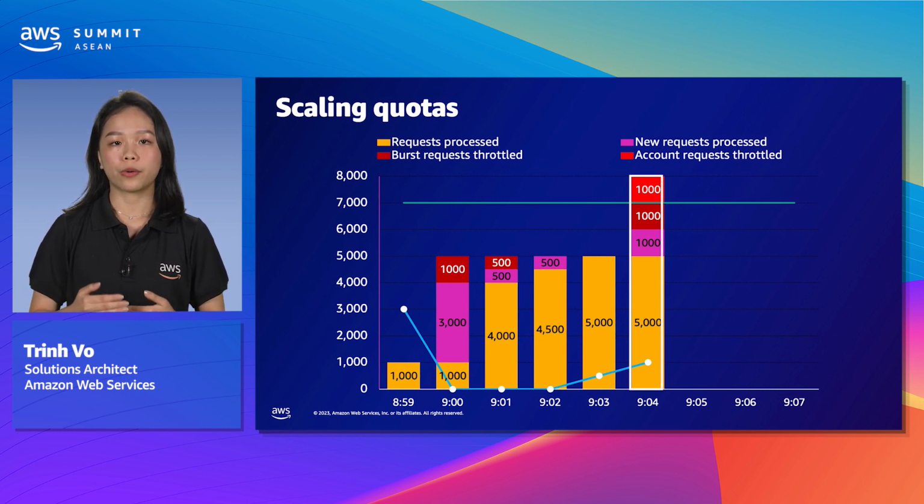Another 1,000 requests are throttled, as the account concurrency quota has been reached. As the burst concurrency increases by 500 every minute, it will fill up for the request until it reaches the 7,000 request quota set by the account quota. Hence, 1,000 requests will remain throttled by the account quota.